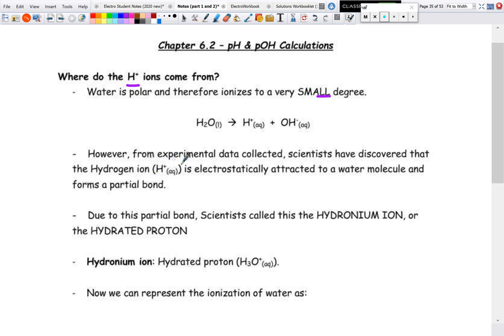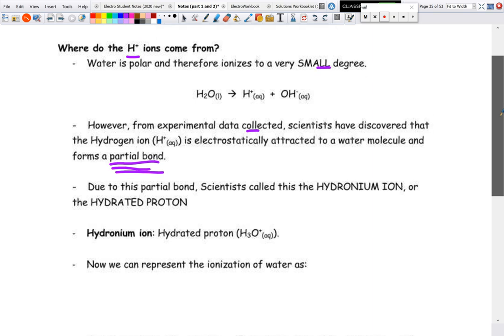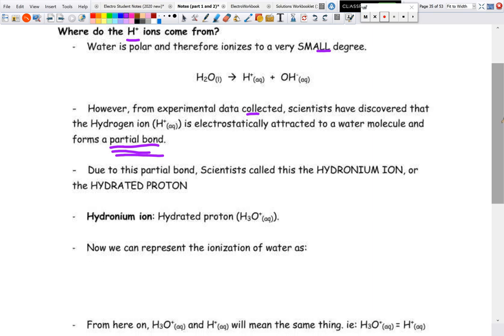However, from experimental data collected, scientists have discovered that the hydrogen ion is electrostatically attracted to the water molecule to form a partial bond. So this isn't necessarily exactly true. We can simplify it like this, but in actuality what happens is that hydrogen is attracted to water and we form something called the hydronium ion, or a hydrated proton. The hydronium ion is a hydrated proton, which is just H3O+.